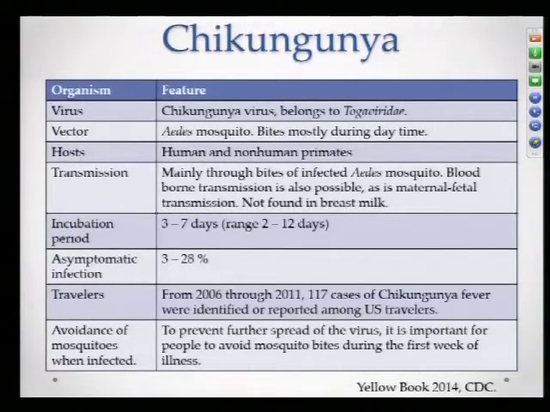And when patients are identified with chikungunya, one of the things we need to do is avoid getting them bitten by the local mosquitoes. Why? Because we have a lot of Aedes mosquitoes around. If you get them exposed to this, it could circulate in the community.